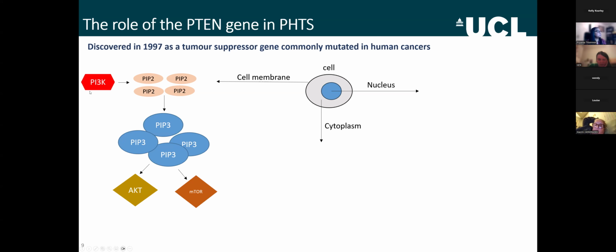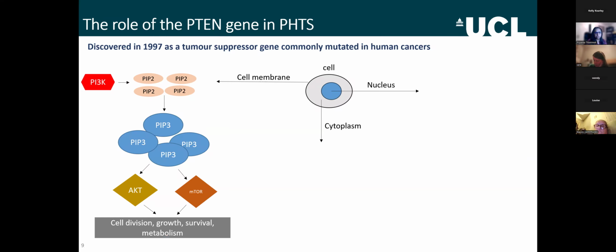Now, these proteins, PI3K, AKT, are required for normal cell division. They are required for glucose metabolism. mTOR is required for protein production in your cell. So they are absolutely required for cell division, growth, survival, and metabolism. When we have too much of it, we get overgrowth and cancer. So obviously, if this entire cascade is unchecked, it's not good for the cells.